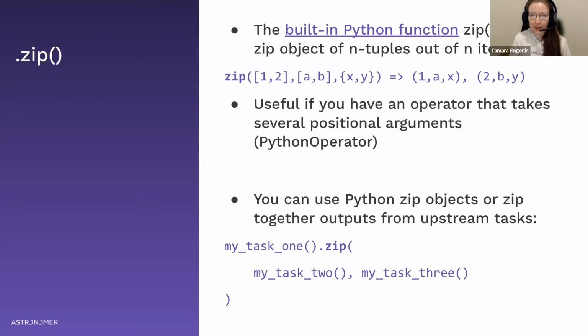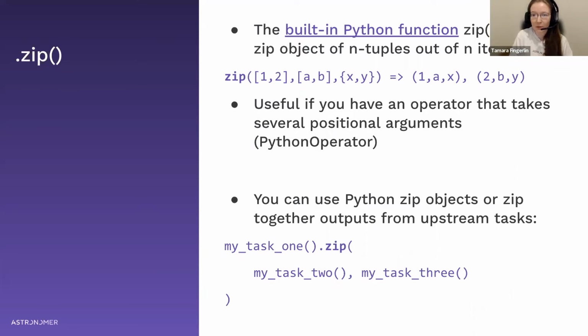If you're familiar with Python, you will immediately think of the built-in Python function called zip, which forms a zip object of n tuples out of n iterables. That is just an overly complicated way of saying it takes inputs that are iterables or lists or dictionaries and zips them together, like the zipper on clothing. So you will end up with the first element of each input in one tuple, and then the second element of each input in another tuple, and so forth.